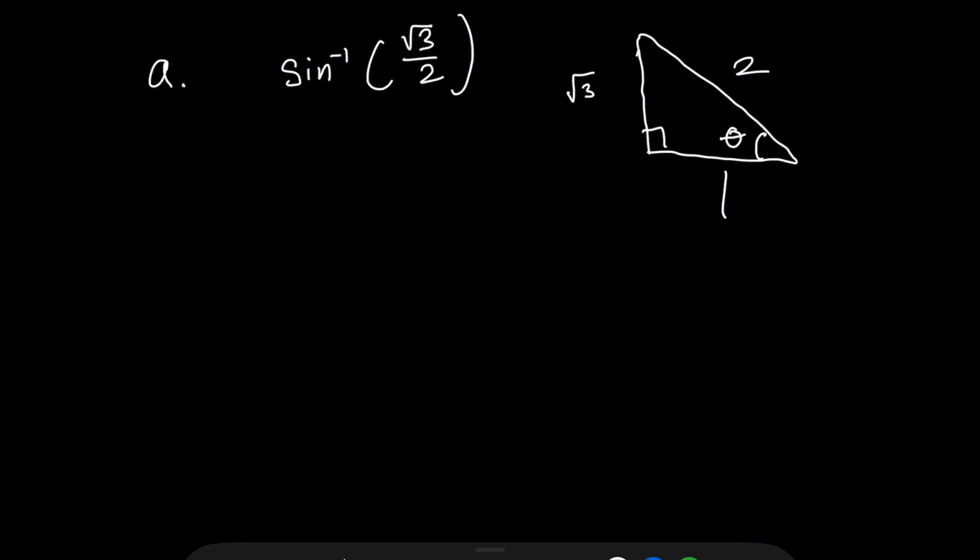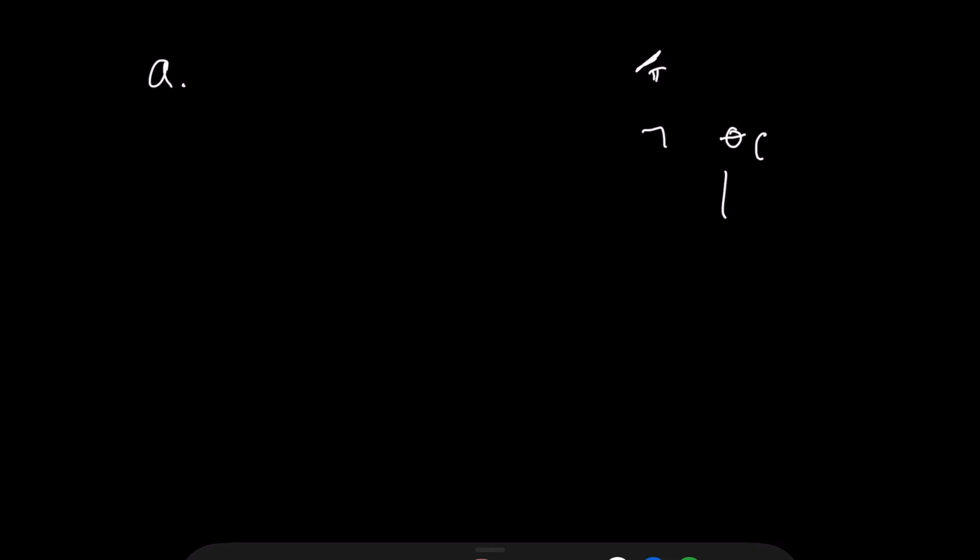This is a 3, 4, 5 right triangle. You'll notice that this should be the 30-degree angle, so this should be pi over 6, and then this is pi over 3. So the answer is pi over 3. And we answer in radians, not degrees. I mean, degrees is also technically true, but your teacher might hate you.